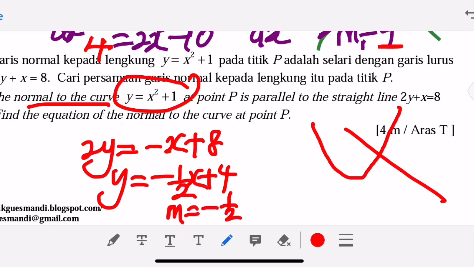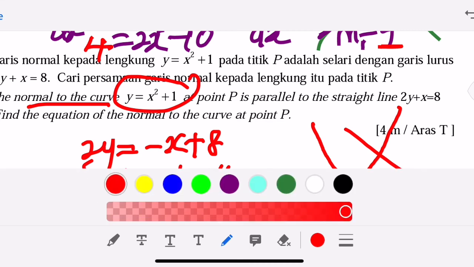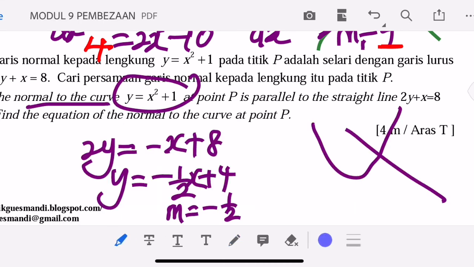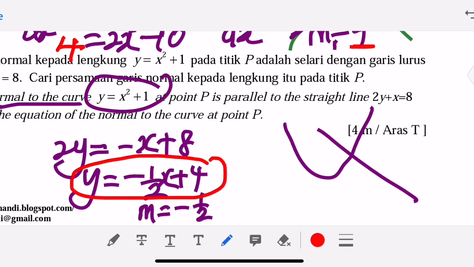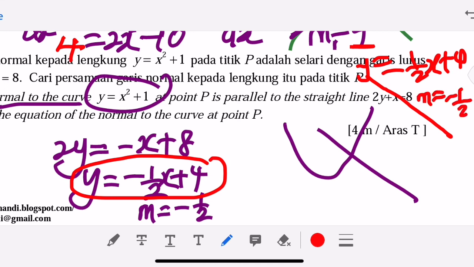That means the normal of the curve is parallel to this line. I'm going to show you this line. I use the red color. This line is actually somewhere here, which is y equals negative 1 over 2 x plus 4. So the gradient is actually negative 1 over 2, right? So for this normal, the gradient is negative 1 over 2, right?